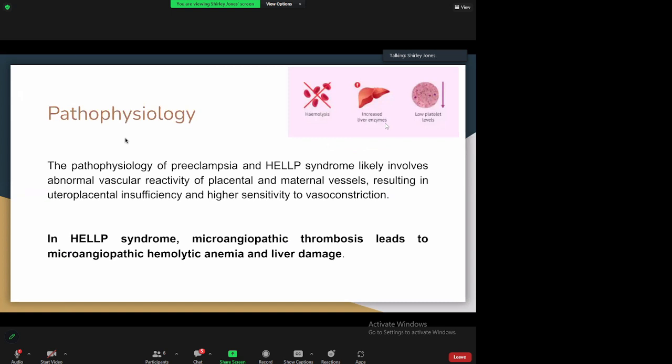Why this happens is similar to preeclampsia. It's not known what the pathophysiology is, but it's thought to be due to abnormal vascular reactivity of placental and maternal vessels. So it causes uteroplacental insufficiency, and these reactions occur and basically they have higher sensitivity to vasoconstriction, and proteins get leaky and et cetera, clots form. So in HELLP syndrome, you have microangiopathic thrombosis that leads to this hemolytic anemia and liver damage.